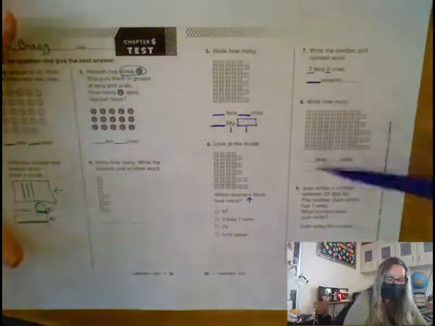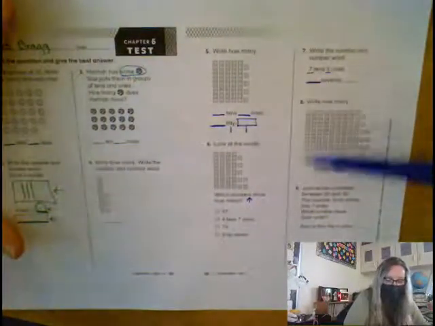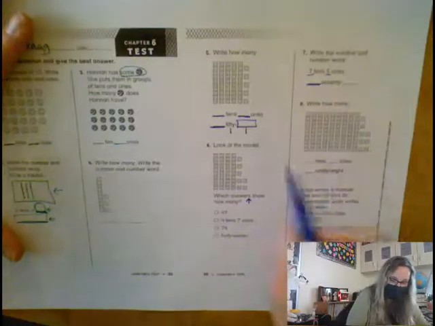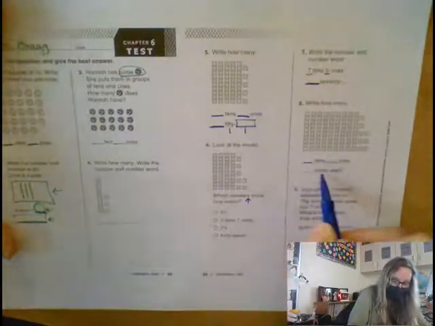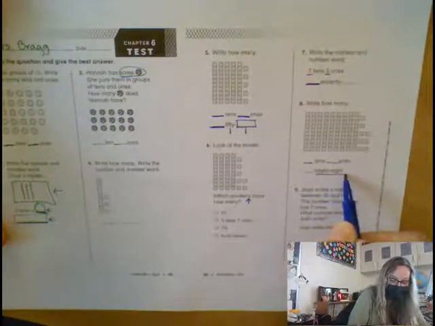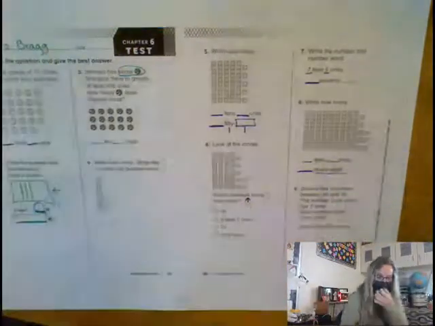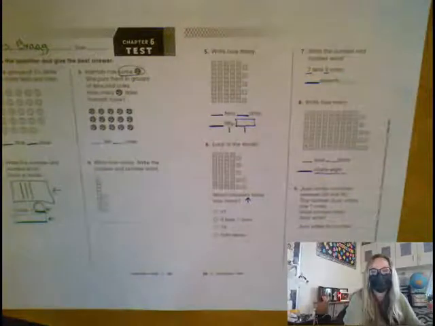And then when you're done with that one, this one for number 8, you're just going to count them up. Write how many tens, how many ones. And then they wrote the number word 98, so they want you to write the number here. Okay? And we'll do number 9 in just a minute once everyone's caught up.